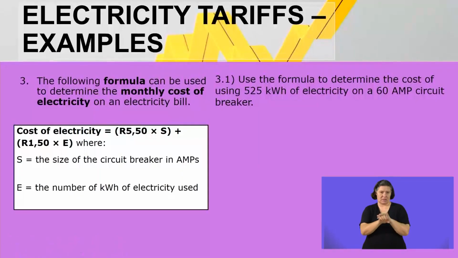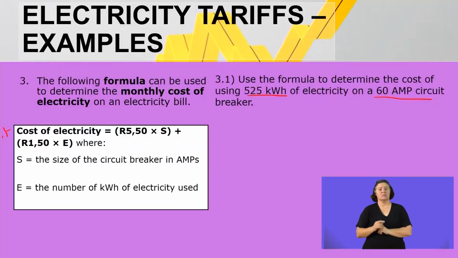Third example, I'm saying the following formula can be used to determine the monthly cost of electricity on an electricity bill. It says, use the formula to determine the cost of 525 kilowatt hours of electricity on a 60 amp circuit breaker. Now, here's the formula given to you, right? And I normally believe whenever there's a formula involved, start with your formula. Step 2, you substitute into that formula. Step 3, you simplify. And then step number 4, you write your final answer with the correct unit.